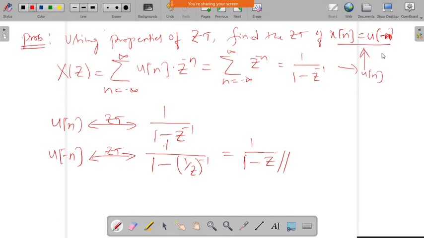Okay. So x of z is equal to 1 over 1 minus z if x of n is u of minus n.